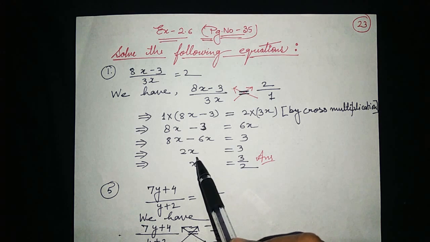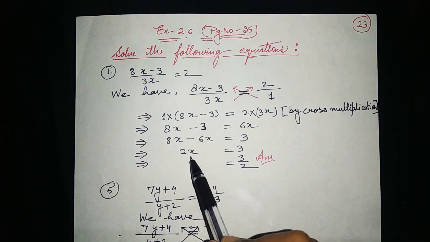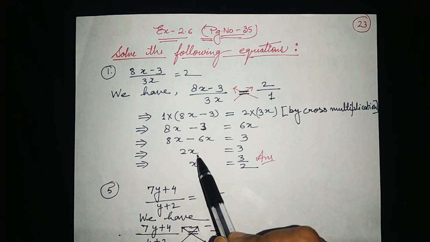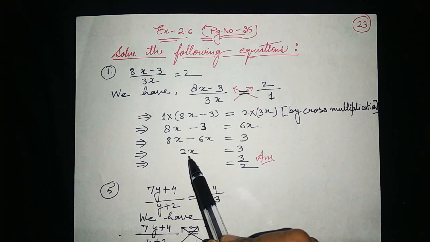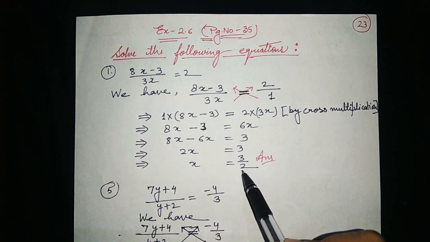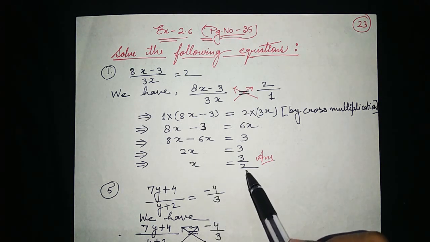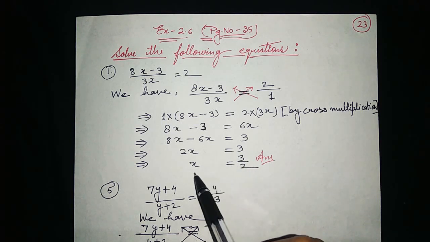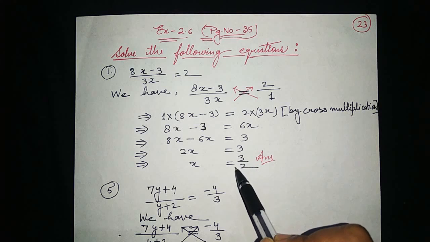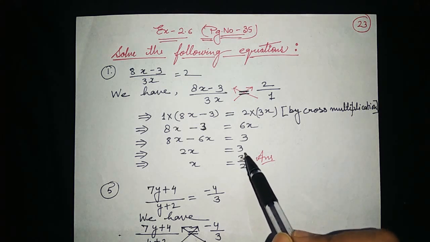Now we can see this 2 is in multiplication with this x. Now we will transpose this 2 from left hand side to right hand side. So after transposing, this 2 we will get in division. Then the required value of x will be 3 upon 2.